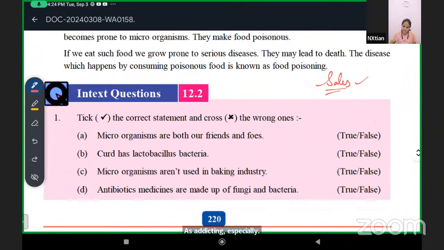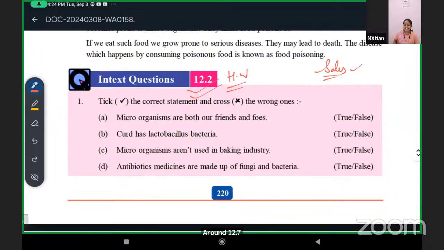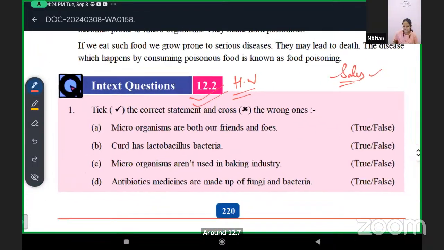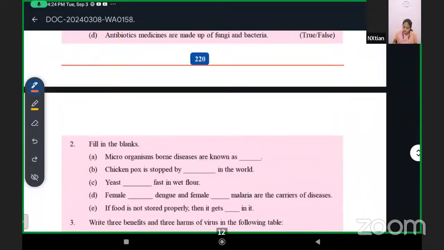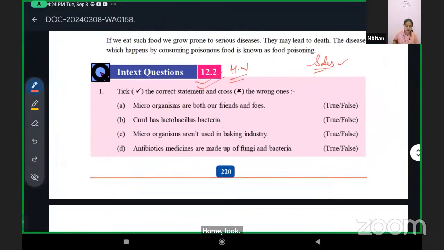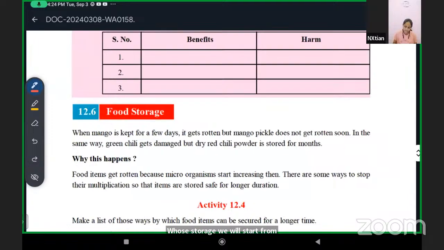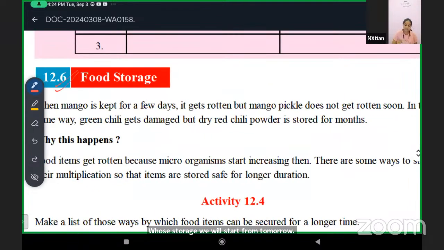Now, in text questions 11.2 is the homework. Ma'am, 12.2. You just said 11.2. Yes, exactly, 12.2. So sorry, 12.2 is your homework. Food storage, 12.6, we will start from tomorrow. Okay, we stop here. All right.